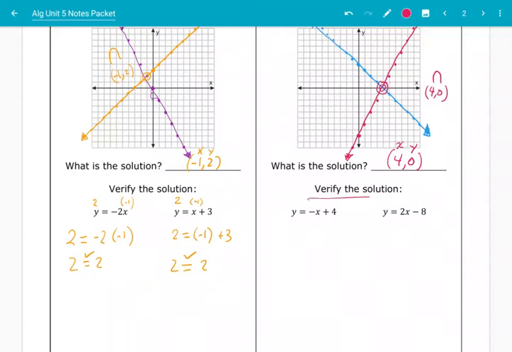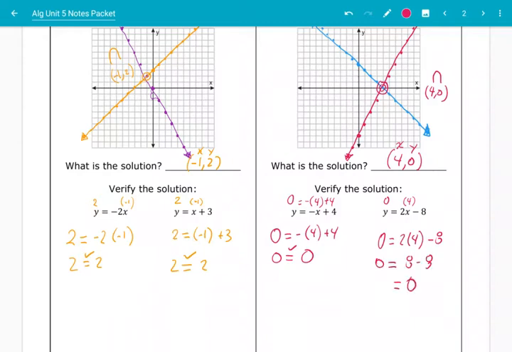Let's plug these in and verify our solution. Let's see, x is 4 and y is 0. Okay, so we write this: y equals minus 4 plus 4. Yeah, that's right. 0 equals 0. Minus 4 plus 4 is 0. Okay, so y is 0. X is 4. So this is 0 equals 2 times 4 minus 8. 2 times 4 is 8. 8 minus 8 is 0, so that checks out. There's our solution. All right.